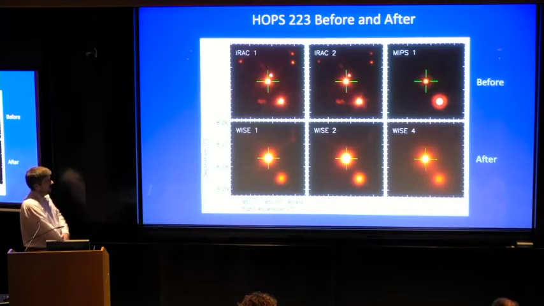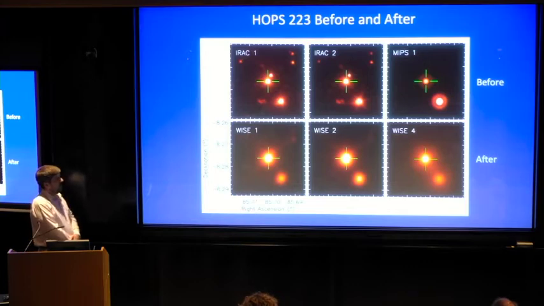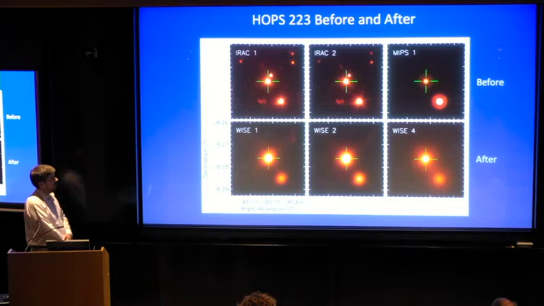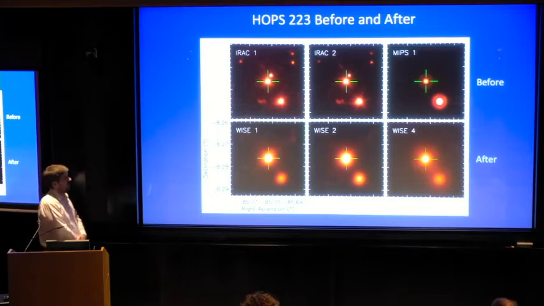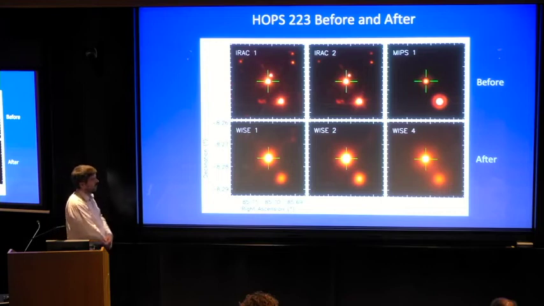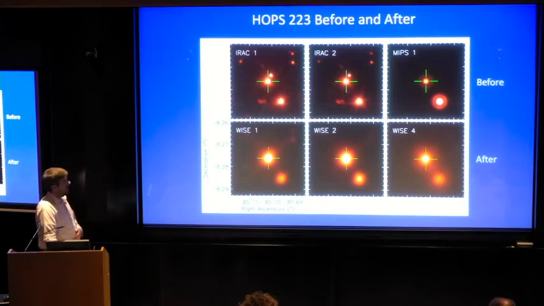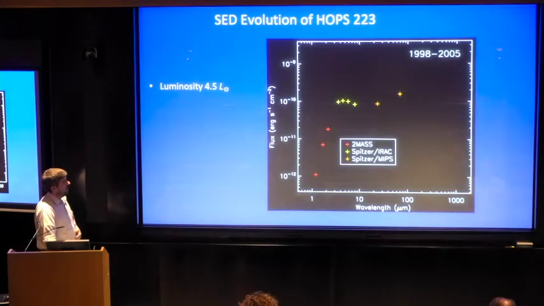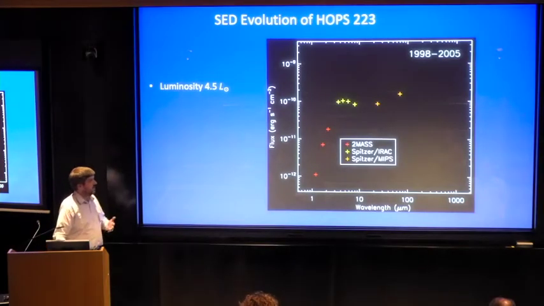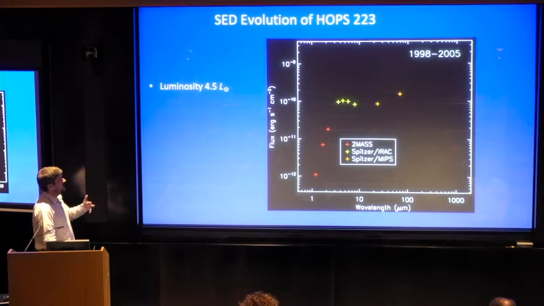These are the before and after images, with Spitzer on top and WISE on the bottom, and you can see how HOPS 223 in the center there was basically the second brightest protostar in the field before outburst, and then it became much brighter than its companion in the intervening time. We have a broad data set here, so we can look at how the SED evolves over time.